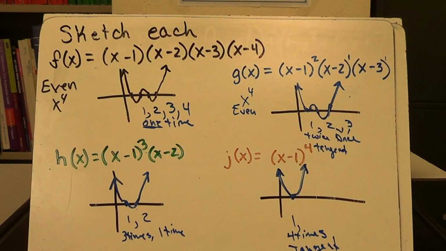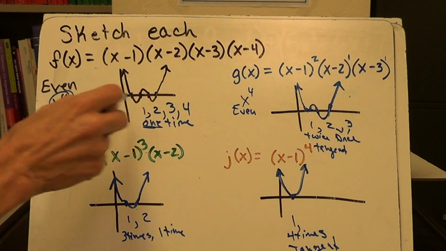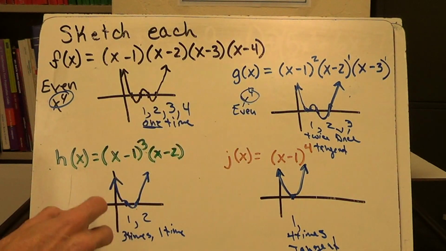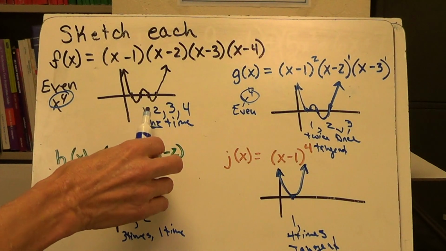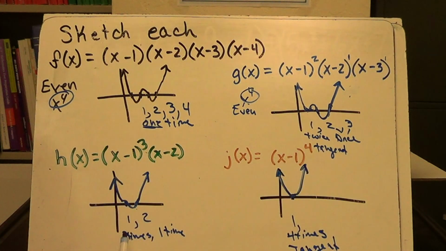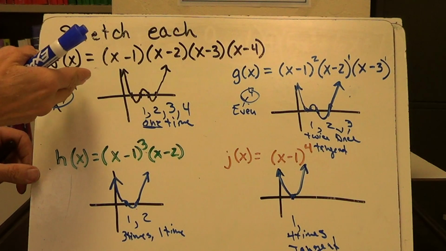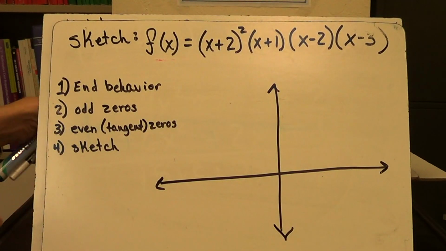Now, what you need to make sure that you're aware of is they were all to the 4th power. I didn't write it on these two, but look at the number of zeros we have. We have 4, we have 4, we have 4, and we have 4. That should always match up. Your leading coefficient power should always match the number of zeros you have.